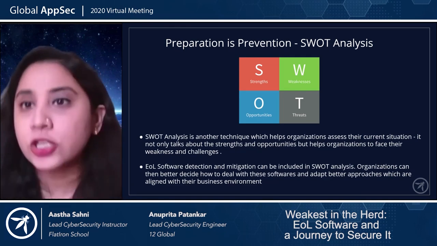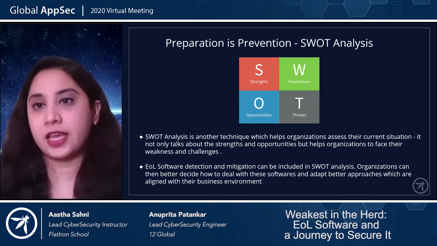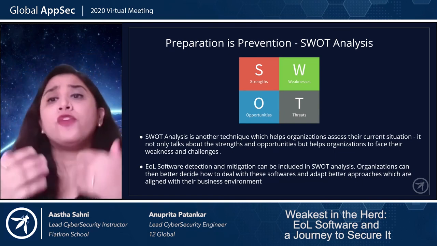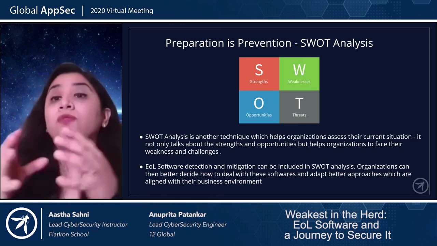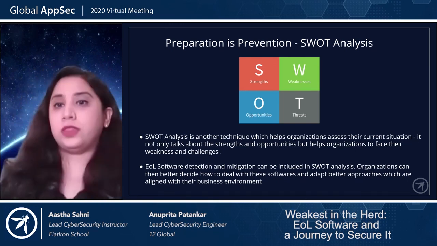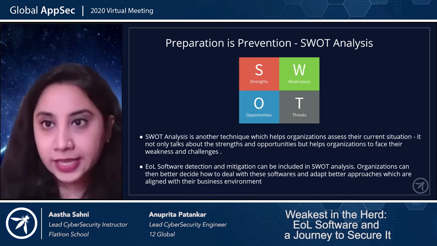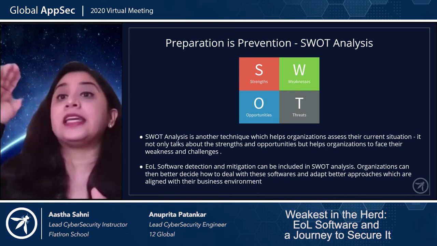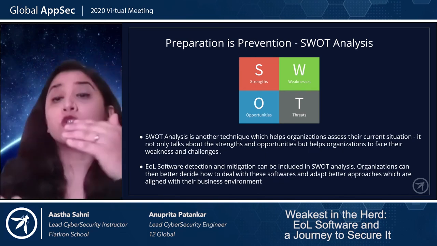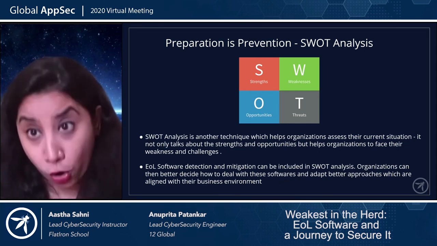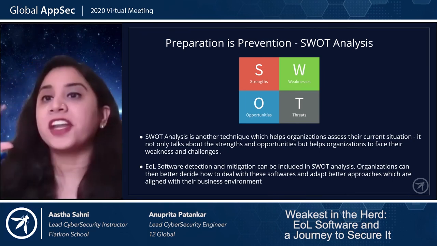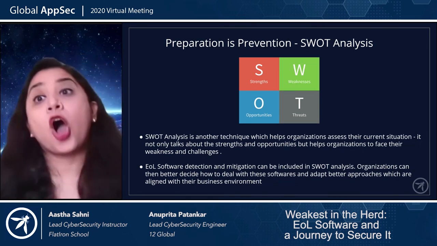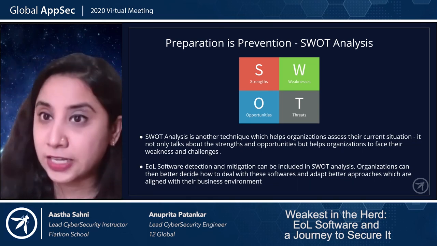Now, what additional help SWOT analysis and PDCA can give us is, for example, when we reach a situation where we detected some end-of-life softwares and we are now thinking what to do with them, either to upgrade them or invest some money and get some new softwares in place. What is the best strategy for our organization will all depend on our business environment. Whatever the business requirement is, according to that, we'll take the necessary decision.